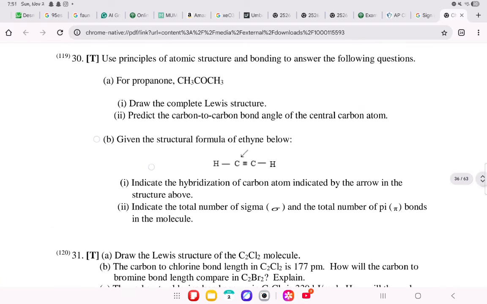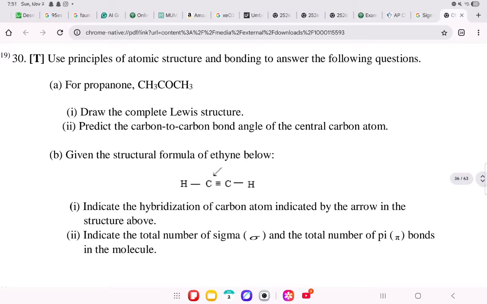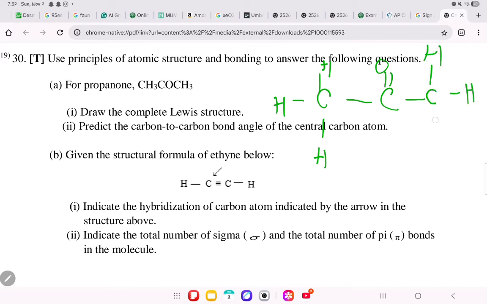Use the principles of atomic structure and bonding to answer the following question. For propanone, draw the Lewis structure. Okay, let's draw it. We have CH3, single bond C, double bond O, single bond CH3, and don't forget the free electron pairs, or the lone pairs, on oxygen.